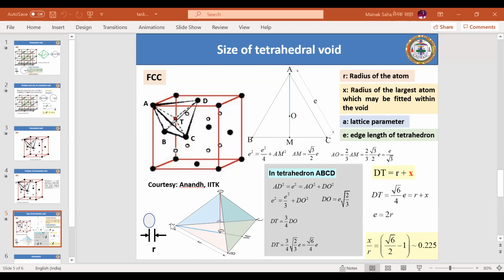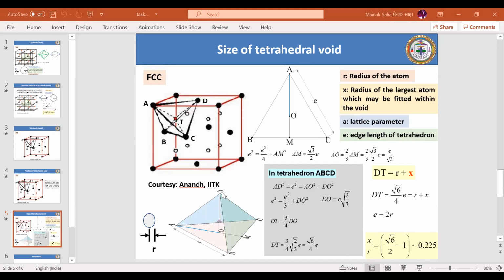After that, I need to find out the length DT. Because see, I have to come back to a part of the calculation which easily tells me what I need. I know the atomic radius of the atom placed at point D. I need to know the atomic radius of the atom which can be placed at point T. For that, first of all, I need to know this length DT.